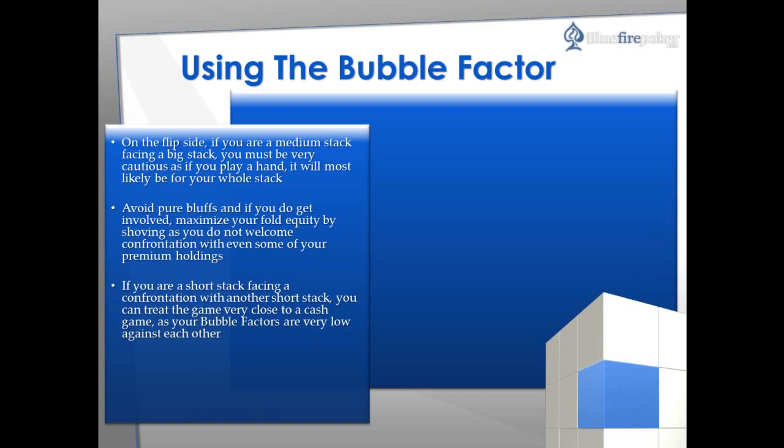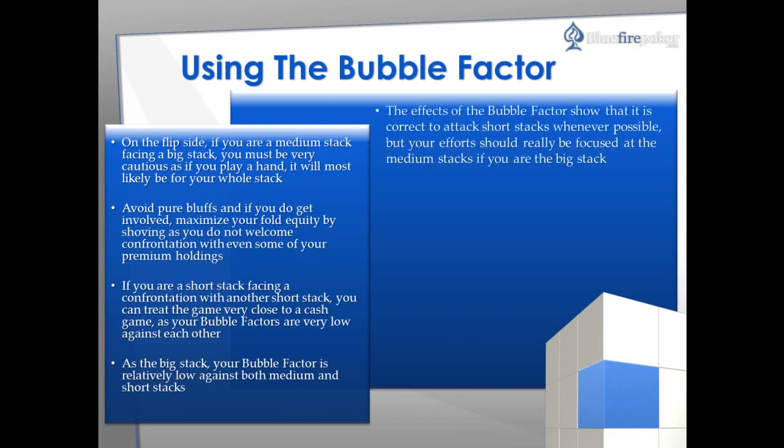If you are a short stack facing a confrontation with another short stack, you could treat the game very close to a cash game because our bubble factors are so low against each other. Pot odds are very easy to calculate at this point, and so are pretty much all expected value equations, because there's not much of an ICM effect when our bubble factors are very low. So we can almost use just pure chip values when we have low bubble factors against the other player.